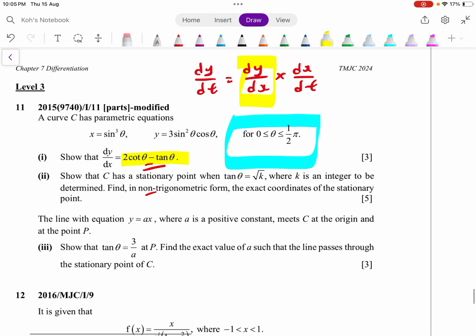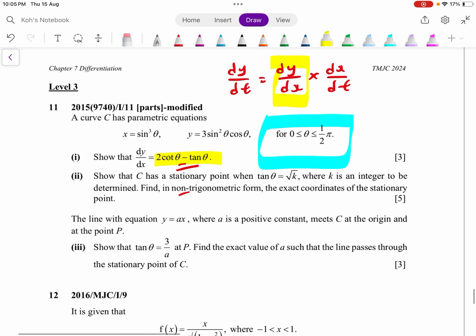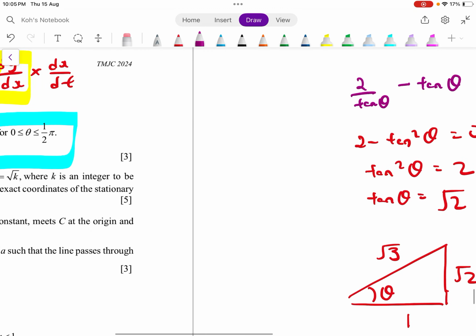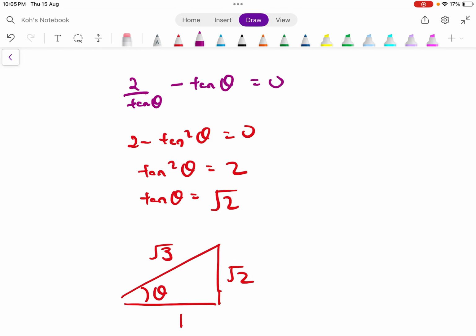Okay, for part 2, we are asked to show that at the stationary point, tan theta equals the square root of k, where k is an integer to be determined. First, we just need to let dy/dx be equal to 0. Then I need to change the cotangent, because initially this is 2 cot theta.